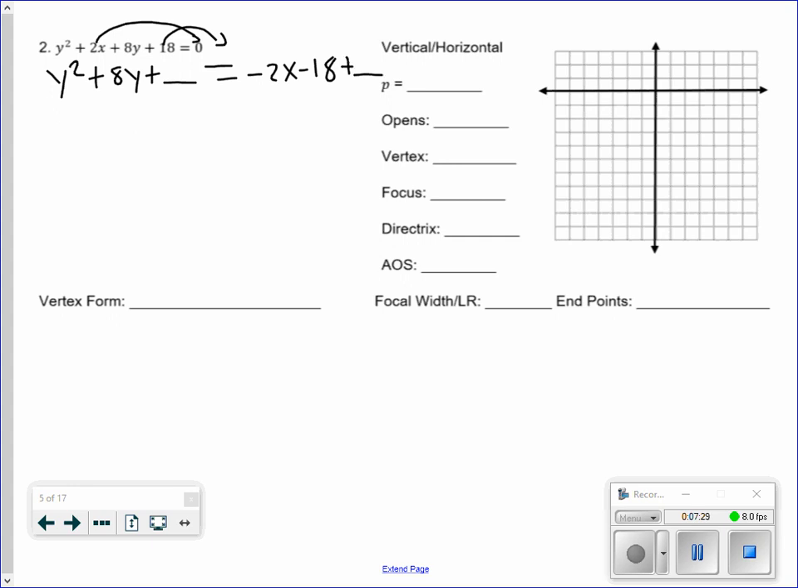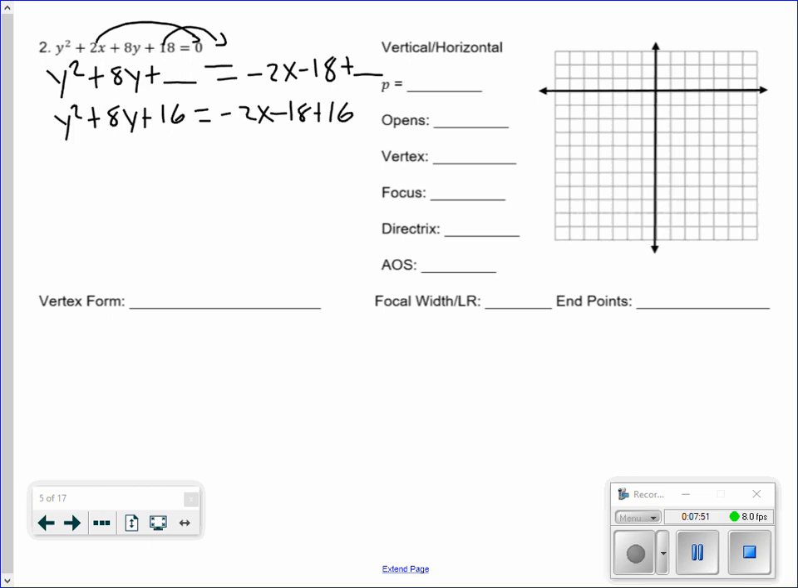My b value here is going to be 8. I know it's a little weird seeing the y's instead of x's, but it's going to act the exact same way. My b value is 8. So 8 divided by 2 is 4, and 4 squared is 16. So add 16 to the left side, and I'll add 16 to the right side.